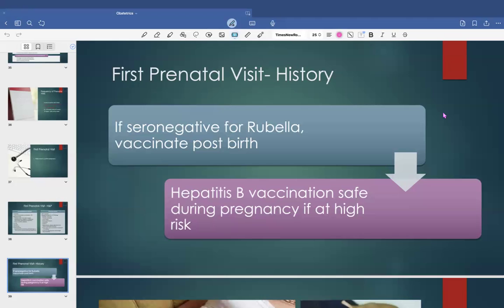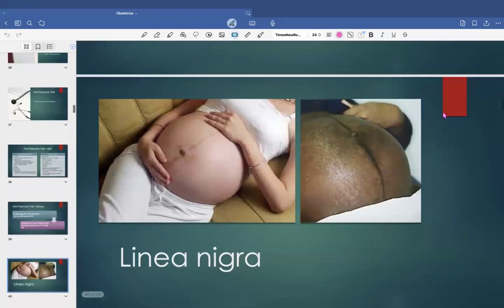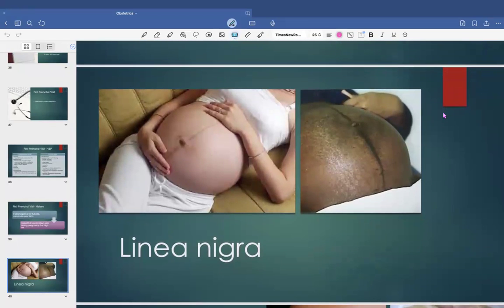We're just gonna look at a few of the dermatological conditions you might see. Linea nigra is a dark line that develops across the pelvis during pregnancy. It usually extends from the belly button to the pubic area and is caused by an increase in hormones. Typically, that little line will fade once the baby is born.